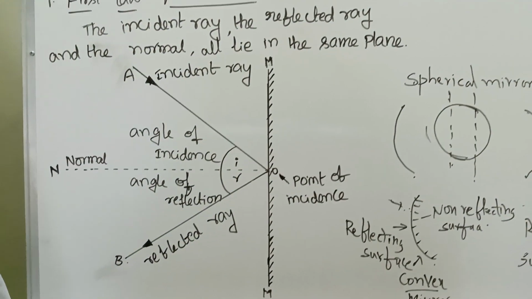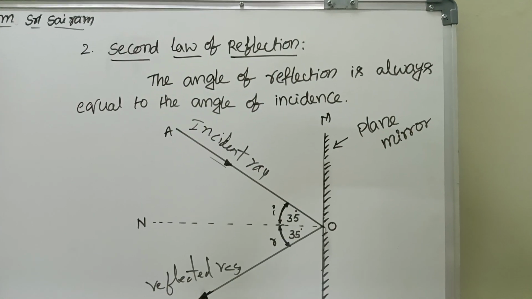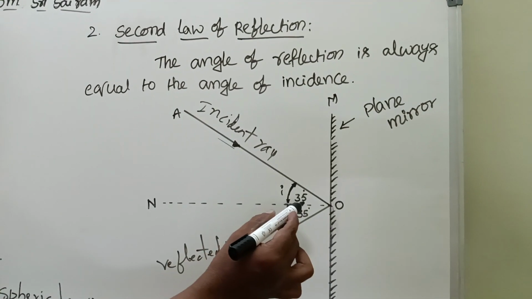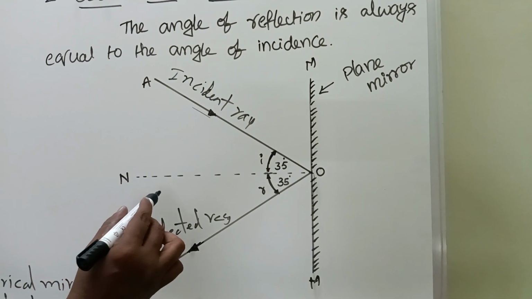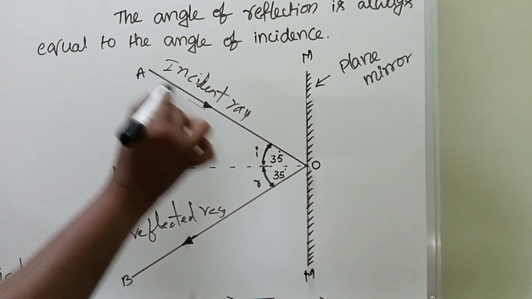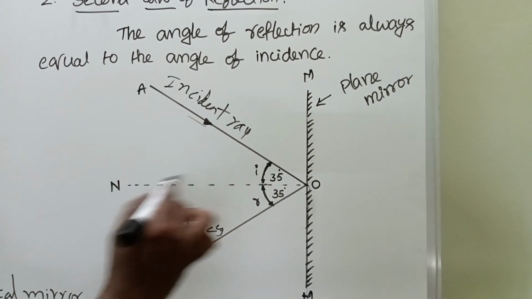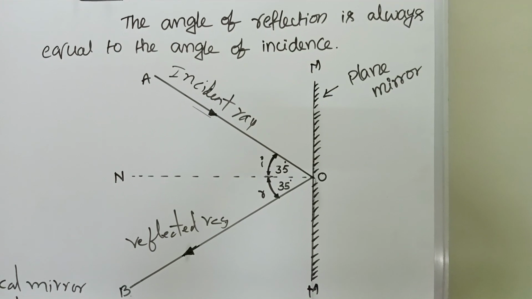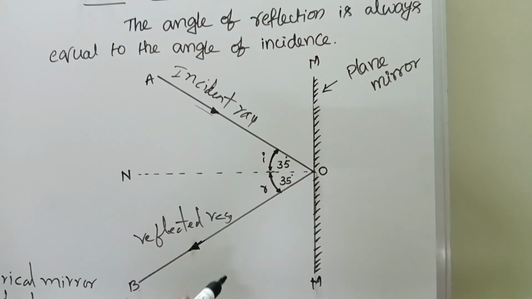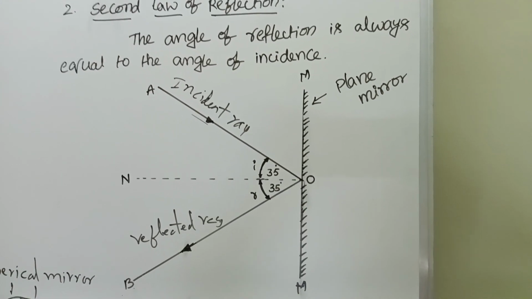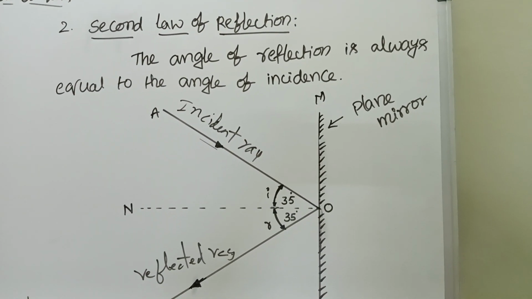The normal, incident ray and reflected ray all lie on a vertical plane. Now coming to the second law of reflection: the angle of incidence is equal to the angle of reflection. Angle of incidence means the angle between the normal and the incident ray. For example, in this case, the angle between the incident ray and the normal is 35 degrees, and the angle between the normal and the reflected ray is also 35 degrees. Therefore, the second law of reflection is that the angle of reflection is always equal to the angle of incidence.